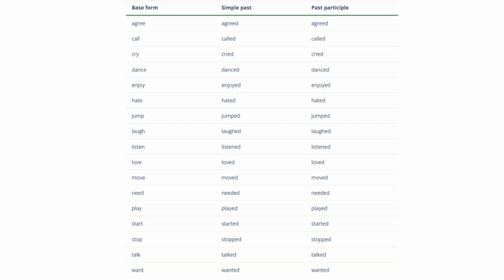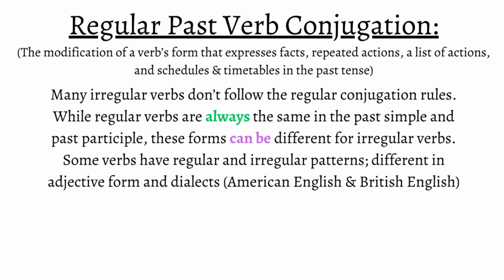Although most verbs in English are regular, many irregular verbs don't follow the regular conjugation rules, which can change in many ways to form the past simple and past participle. While regular verbs are always the same in the past simple and past participle, these forms can be different for irregular verbs, but not always. Also, some verbs have regular and irregular patterns, which are generally different in adjective form and dialects, such as American English and British English.